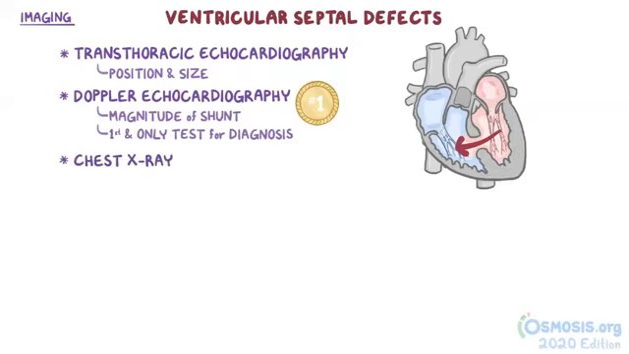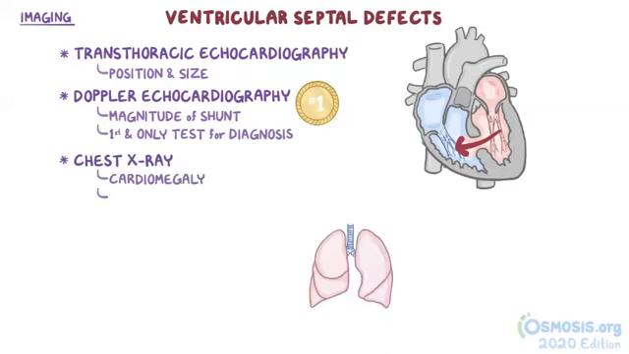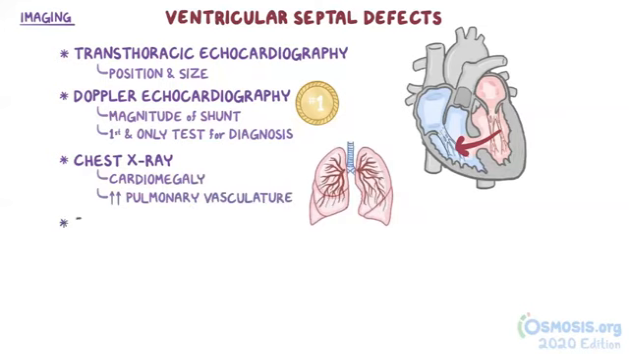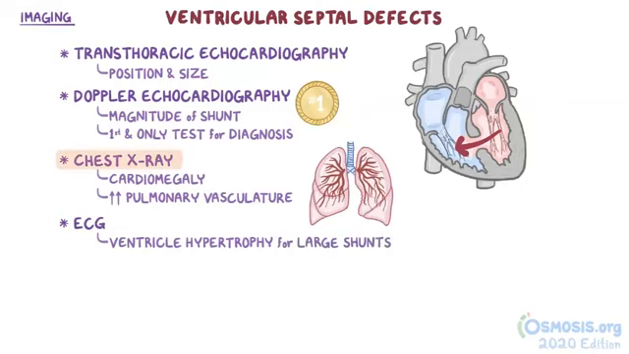Next, a chest X-ray might show signs of cardiomegaly and increased pulmonary vasculature, and ECG might show left ventricular hypertrophy in those with large shunts. Both X-ray and ECG are not diagnostic of a VSD, but can be part of the initial workup when other cardiac issues are suspected.